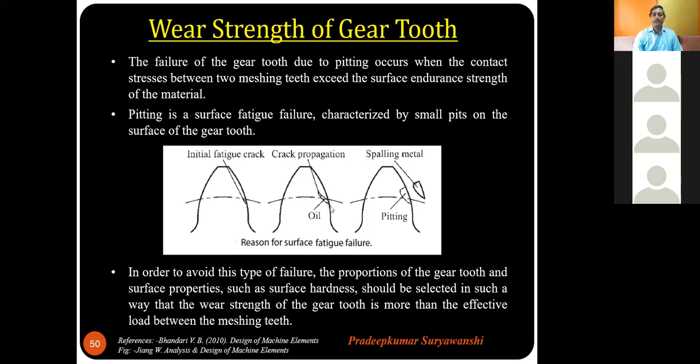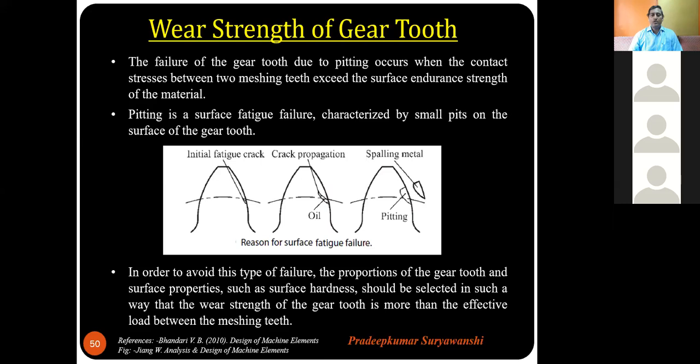Okay, if you look at this particular diagram here, crack is initiated, and because there is a lubricating oil, there may be some corrosive effect, and the crack propagates. Okay, and after some time, there may be spalling of metal. Spalling is nothing but again breaking away of the small amount of material from the tooth profile. And this leads to destructive pitting, something called as destructive pitting, and that leads to failure of the tooth.